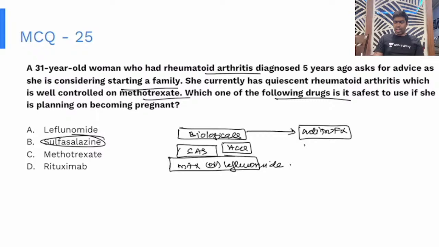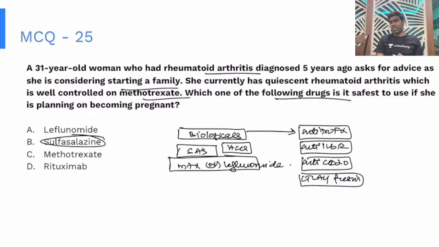And then you have anti-IL-6 receptor drug, that is tocilizumab. You have anti-CD20 drug, that is rituximab. And you have CTLA4 fusion protein, that is abatacept. Okay, abatacept is also approved. And you have anti-IL-1 like anakinra, which is very rarely used for rheumatoid arthritis, and we have alternative options like JAK inhibitors also. These are not biological drugs.